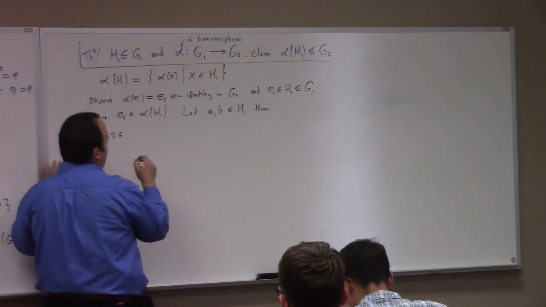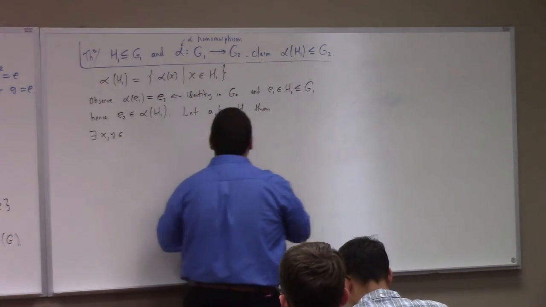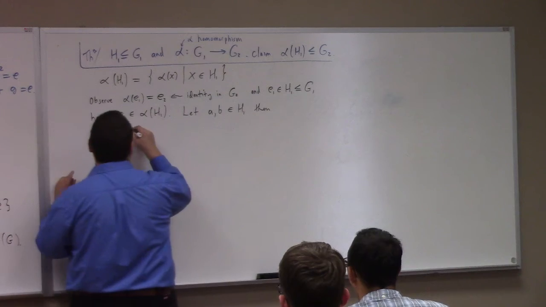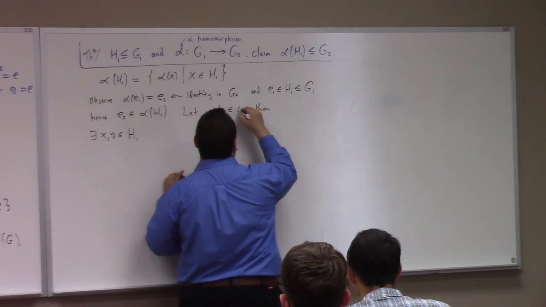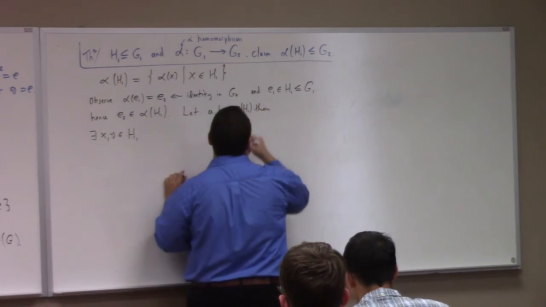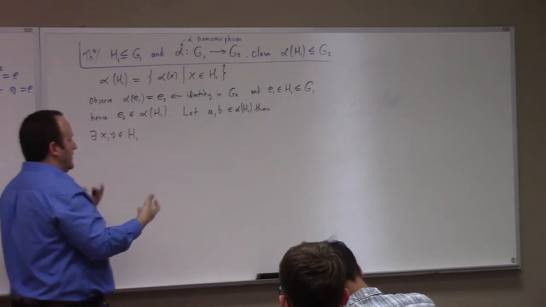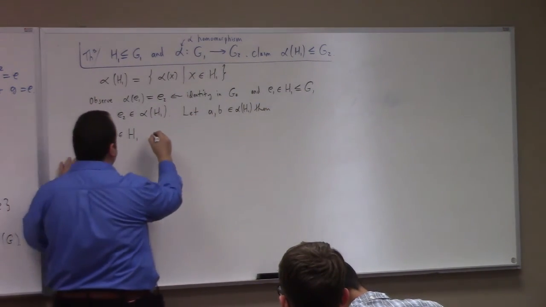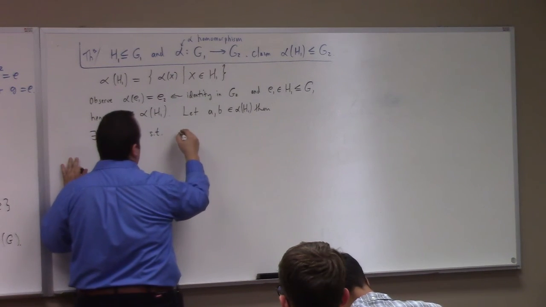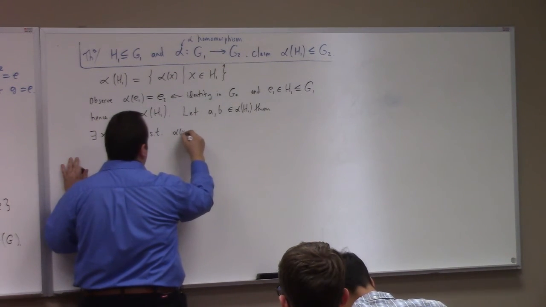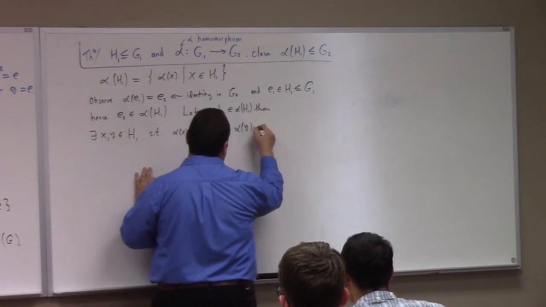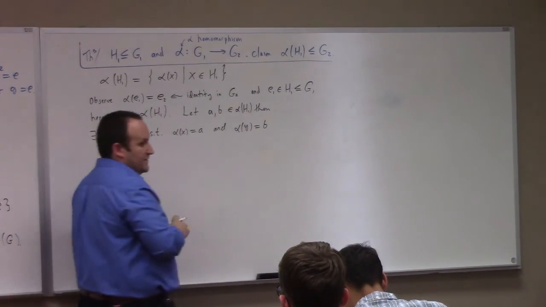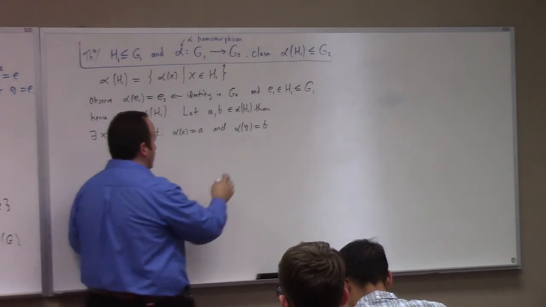Oh, I'm sorry. I don't want H1. What do I want there? I want H1 down here. What do I want up there? Alpha of H1. Thank you, guys. Because I'm trying to show that that's closed. Then there exist X and Y such that alpha of X equals A and alpha of Y equals B. That's just by the definition of image, right?